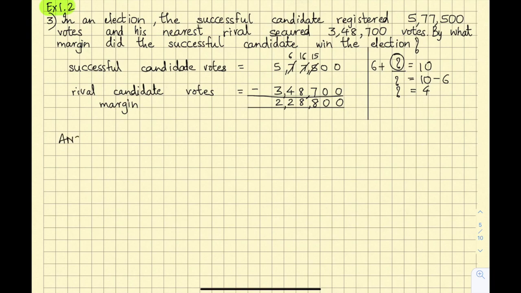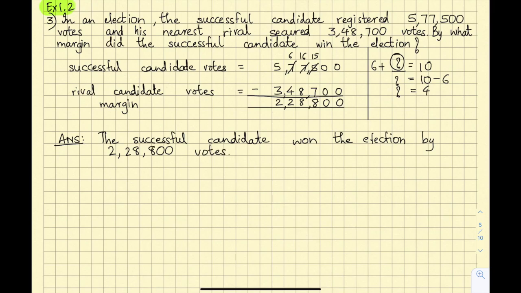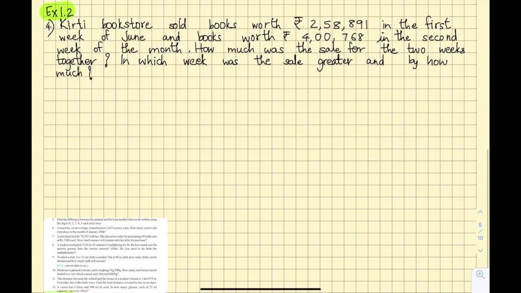So in the answer, the question is by what margin did the successful candidate win the election? So you write from the question: the successful candidate, we are writing 1. I know this is maths class, but in grammar videos I'll explain to you why we write 1. Election by 2,28,800 votes. Very important thing to remember is write the digits one below the other, and as you read the question just apply logic. But please do not learn the questions and the sums by heart. Please just apply logic.